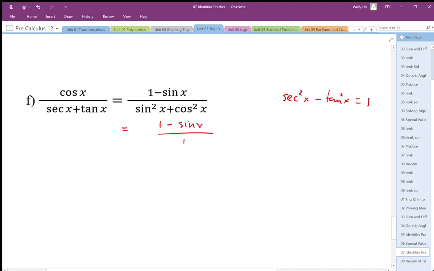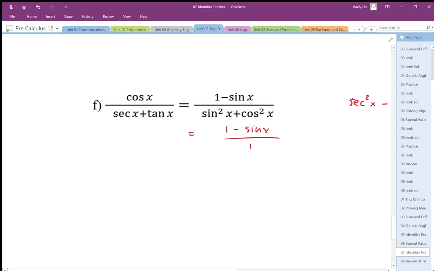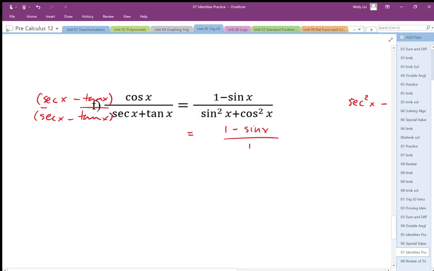Well, I kind of want 1 in the denominator because that one has 1. So I'm going to multiply the top and bottom by the conjugate. So I'm going to go secant x minus tan x on top and bottom. Okay, when I do that, I'm going to end up with cosine times secant is 1. Tan times cos, well, the cosines cancel out. I end up with sine x. That becomes secant squared x minus tan squared x.